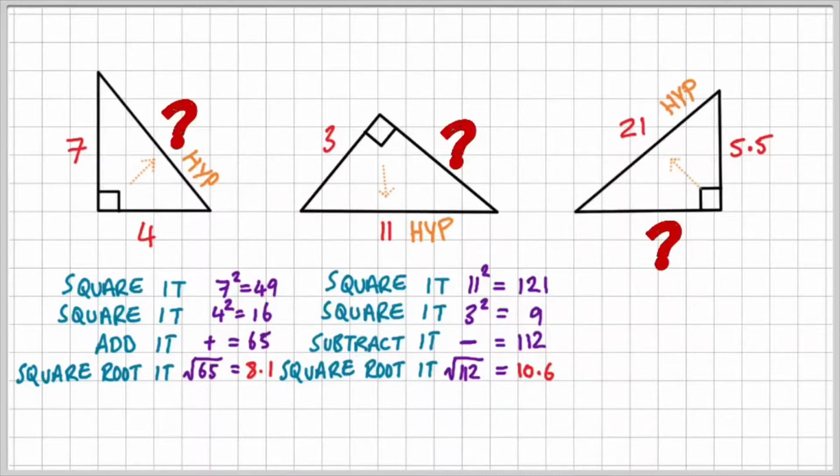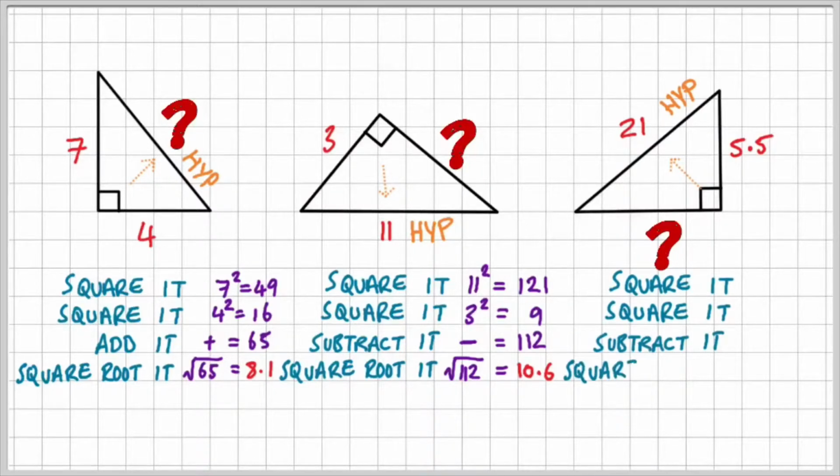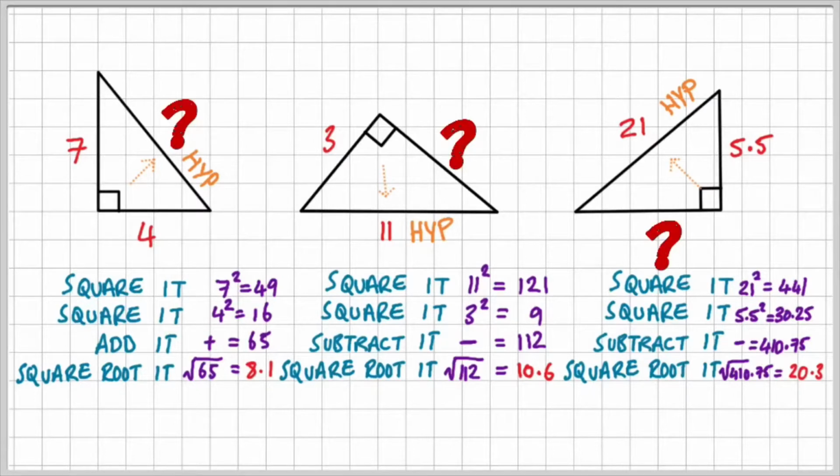For the final question, again, you notice that we have the hypotenuse, so we're going to square it, subtract it, square root it, which gives us 21 squared minus 5.5 squared, which is the square root of 410.75, which in this case gives us 20.3.